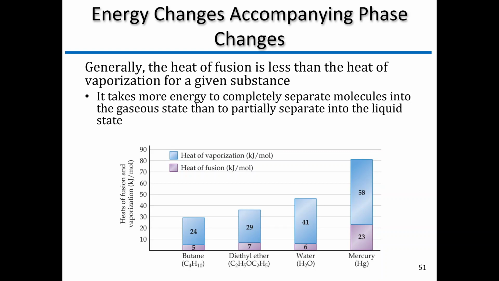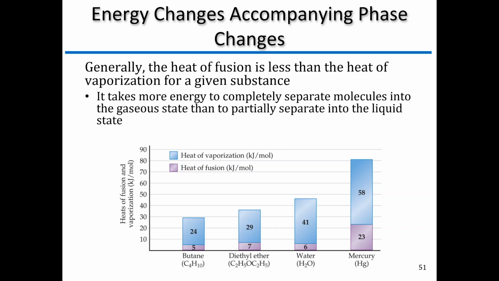Okay, so when we actually vaporize something or boil it, those molecules actually have to completely break free from the substance. So that of course requires a lot more energy, and there's some examples here. So butane, you can see that that's still true. So 5 kilojoules per mole versus 24. So the purple is heat of fusion or melting, and the blue is heat of vaporization. So obviously heat of vaporization is going to be much higher than heat of fusion.